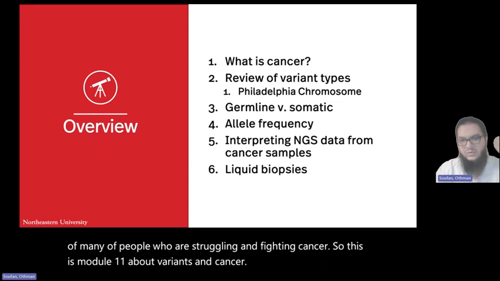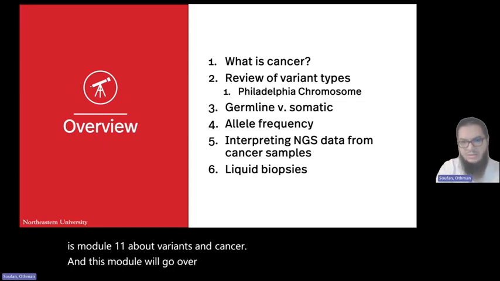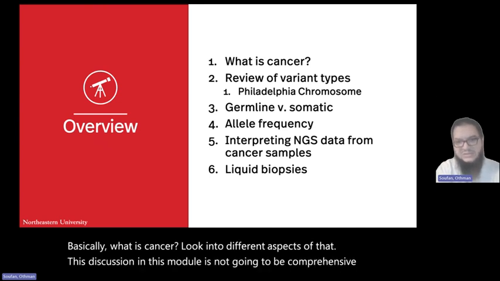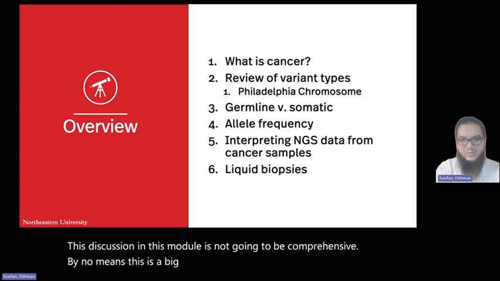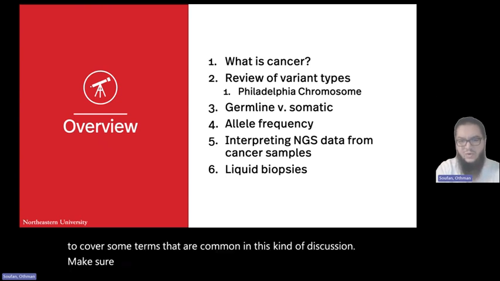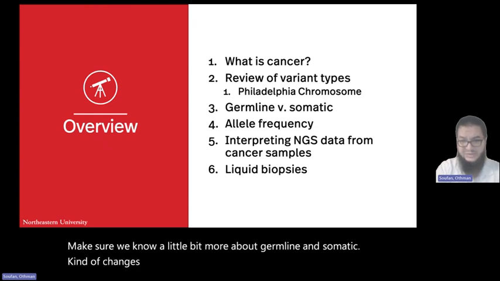In this module, we'll go over basically what is cancer, look into different aspects of that. This discussion in this module is not going to be comprehensive by no means. This is a big topic to be covered in one module. Try to cover some terms that are common in this kind of discussion. Make sure we know a little bit more about germline and somatic kind of changes, allele frequency, trying to interpret next generation sequencing data, and so on and so forth.